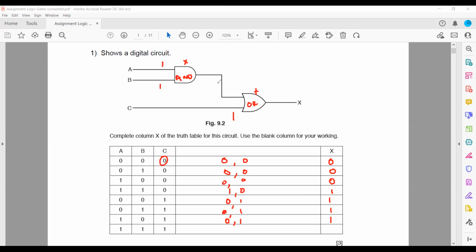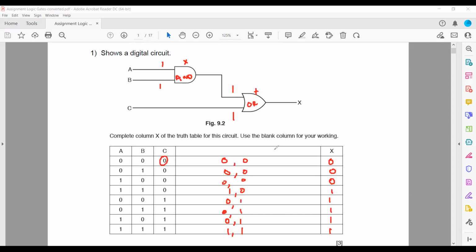So 1 multiplied by 1 is 1, and 1 plus 1 in logic gate, we don't write 2 here. If you write 2, it is wrong, because in logic gate 1 plus 1 is 1. Like if both inputs are high, the output will be high. So in binary, there are two possibilities: either the device will work or the device will not work.